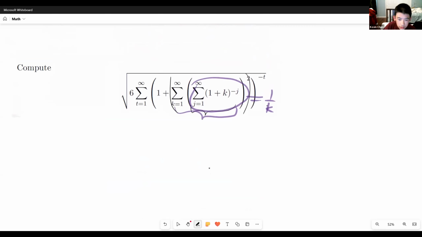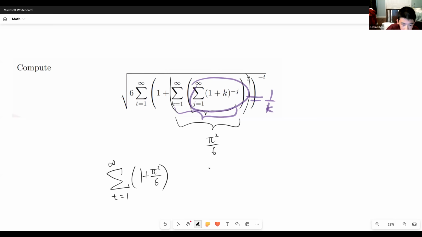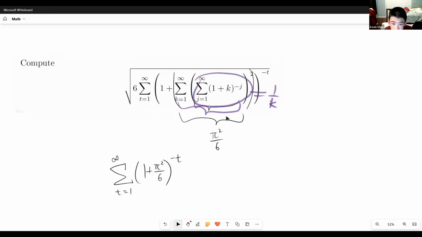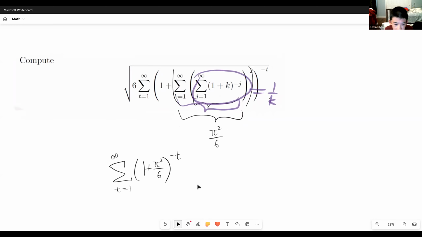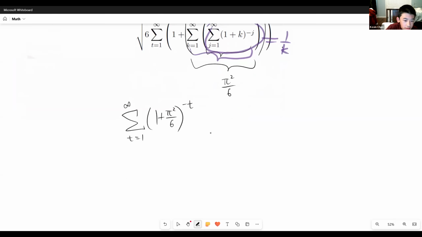So you know this is just pi squared over 6. So this summation with t is summation from t equals 1 to infinity of 1 plus pi squared over 6, the whole thing to the power of negative t. So again, similar to the inner summation over here, it's an infinite geometric series again. Because the first term is 1 over 1 plus pi squared over 6. Second term is 1 over 1 plus pi squared over 6 squared. The third term is 1 over 1 plus pi squared over 6 cubed plus dot dot dot.